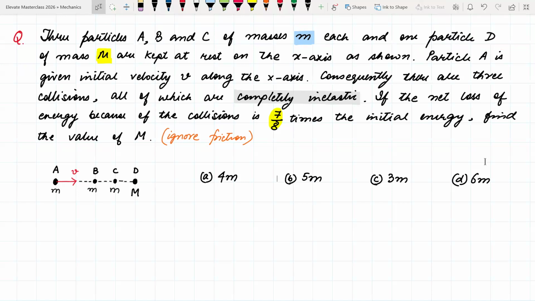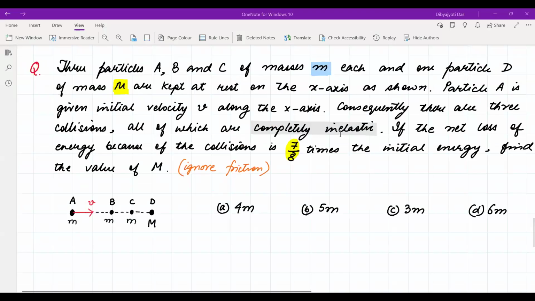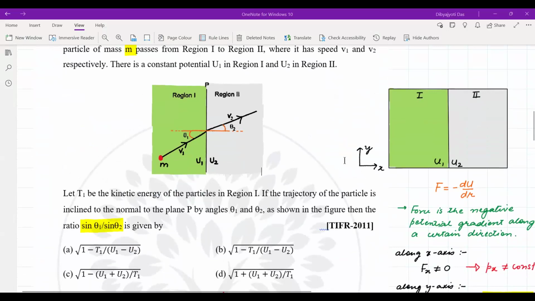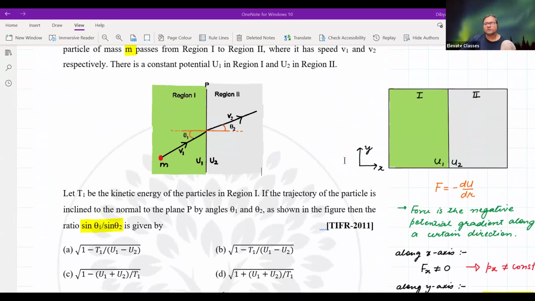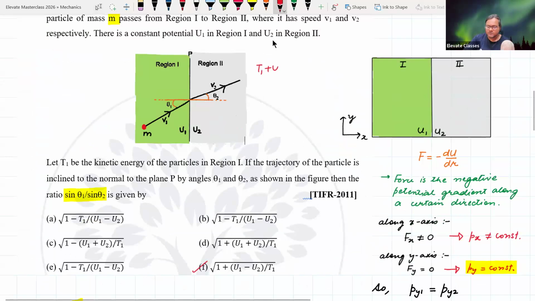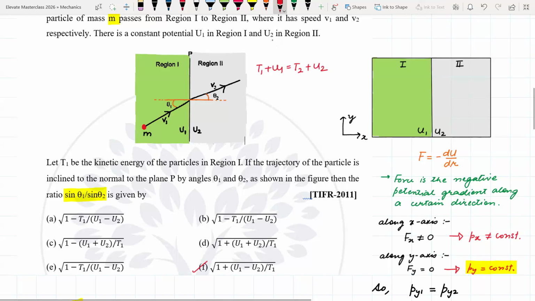Sir, one question, may I ask? Sir, in the first question you did, there were two regions, first region and second region. For both regions, the potential energy was different. So when a particle moved from region one to region two, sir, how is the conservation of total energy valid? Because the region is changing, the kinetic energy changes according to the potential energy. T1 plus U1 is equal to T2 plus U2. Yes, for the general case it is true.